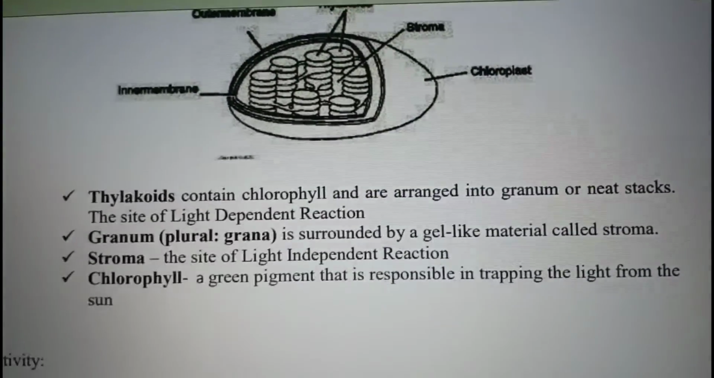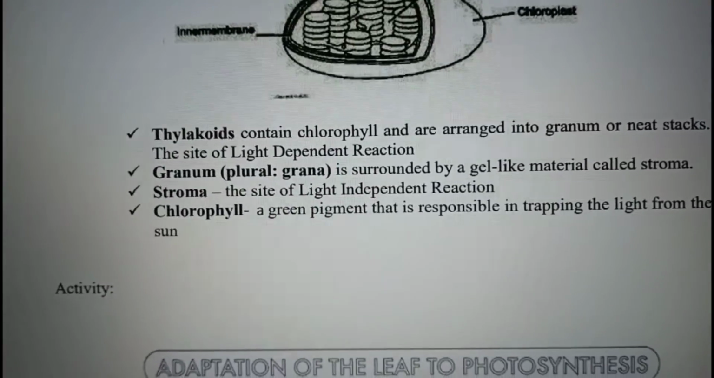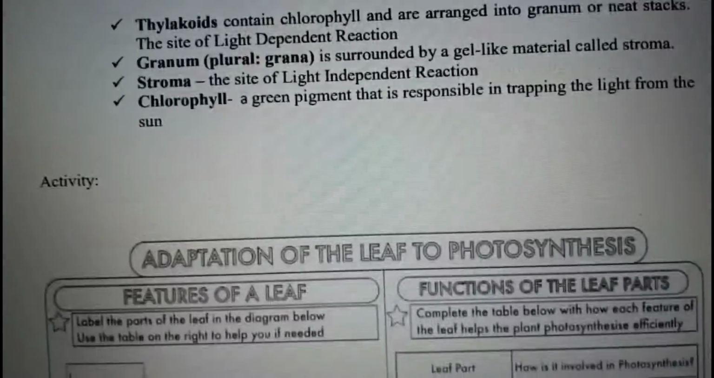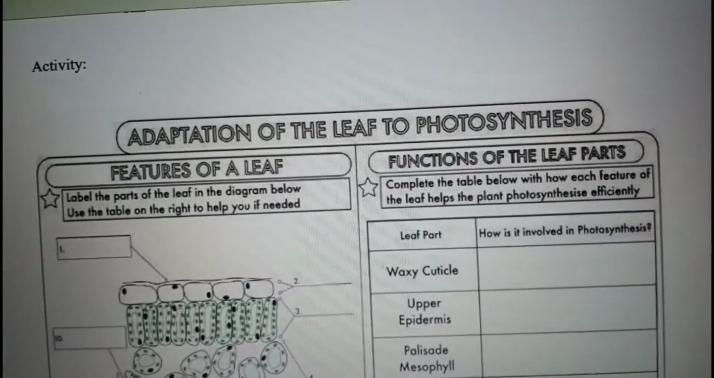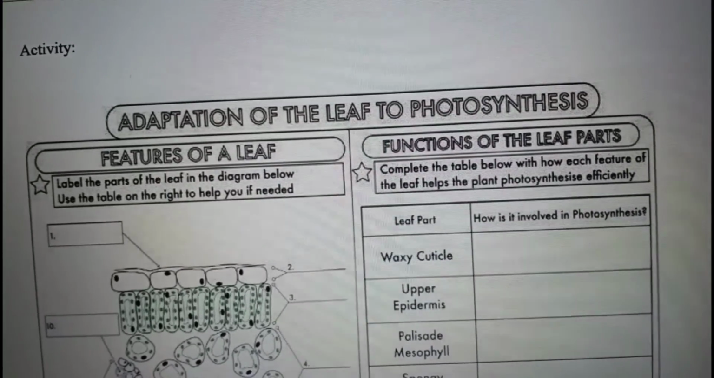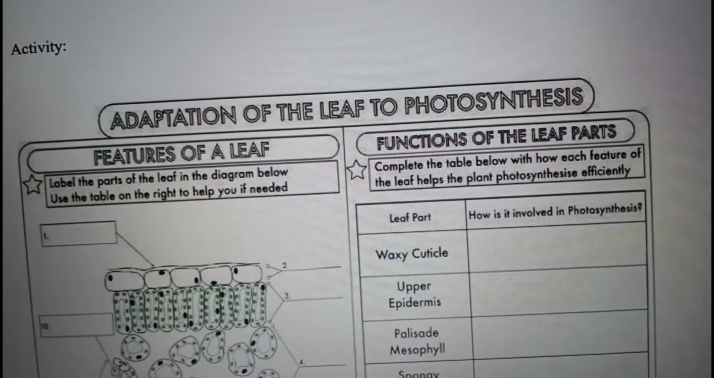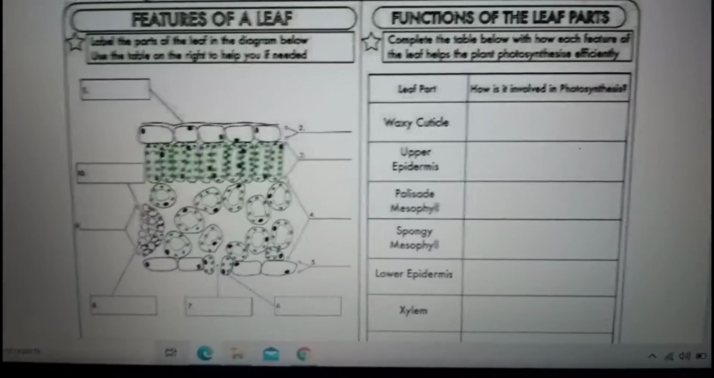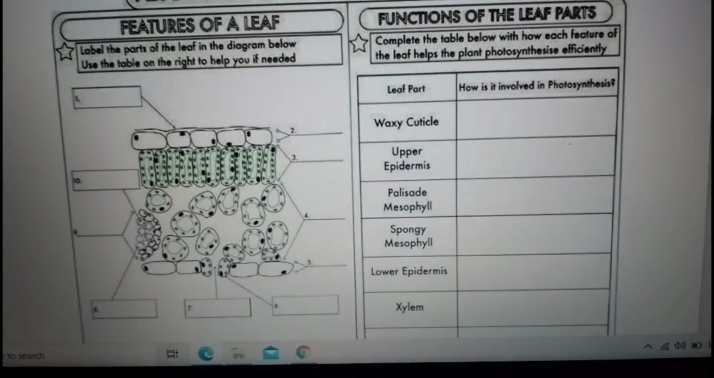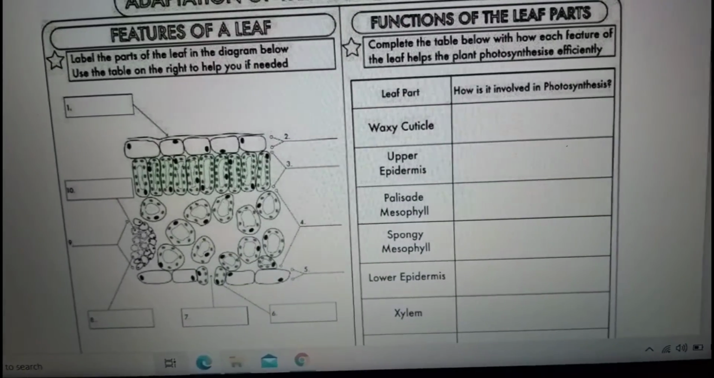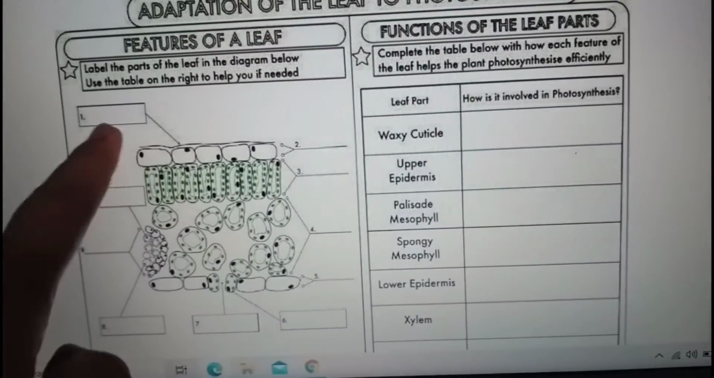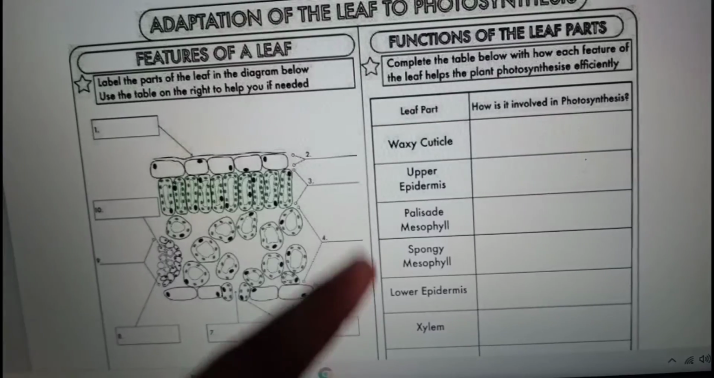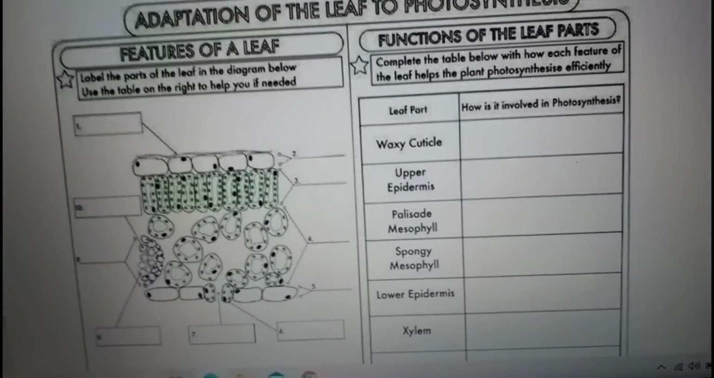So, for your activity, the adaptation of the leaf to photosynthesis. This is now the feature in the first table. You are going to label the different parts. Say label ra. So this one, unsa ni siya, okay, and so on. Okay, so label the different parts.